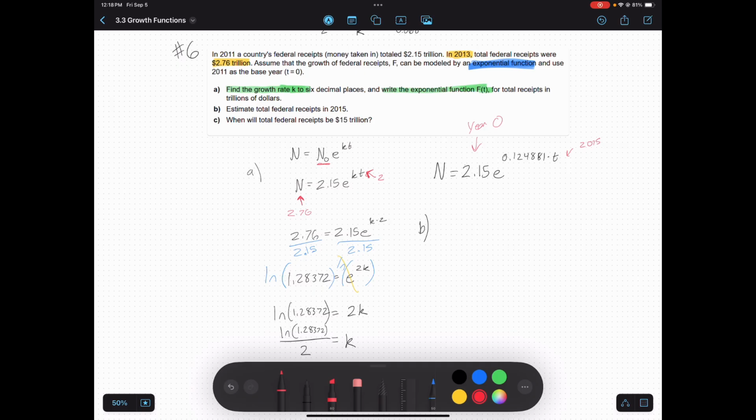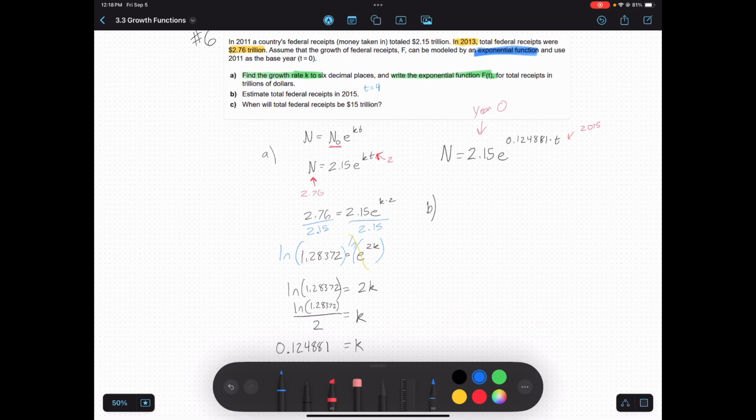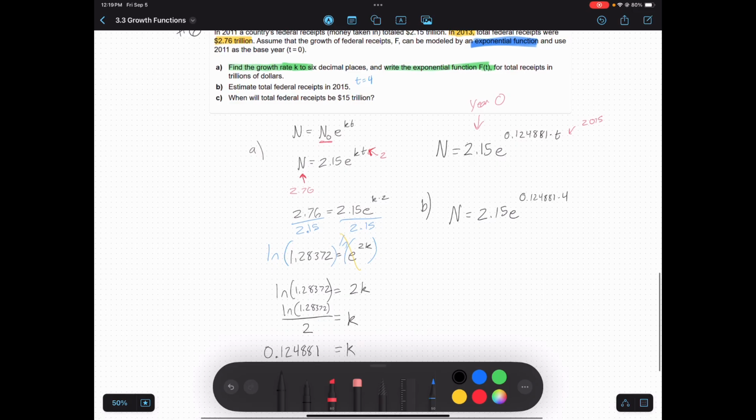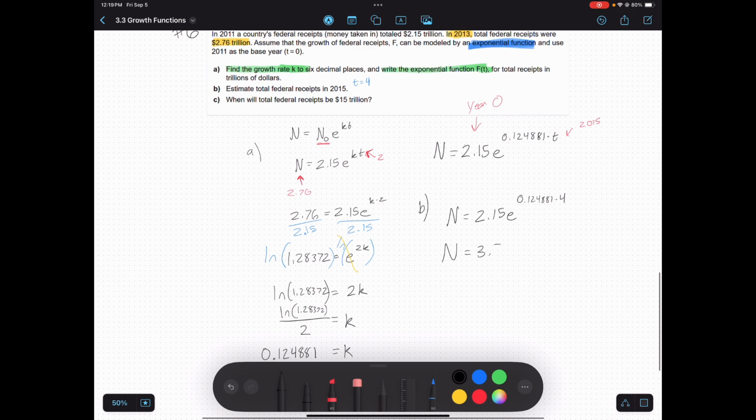So instead, what do I plug in? 2015 represents 4 years after 2011. So you're plugging in t equals 4. So you're going to get n equals 2.15 e to the 0.124881 times 4. And then once again, that's just something you throw into your calculator. Then I get n equals 3.54306383321. Now, this is where it gets a little bit tricky because once again, we have to remember this is in terms of trillions of dollars.